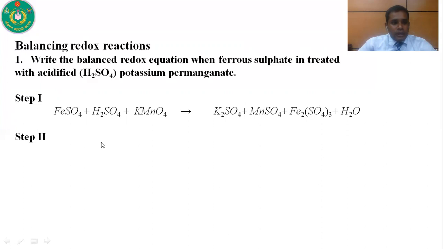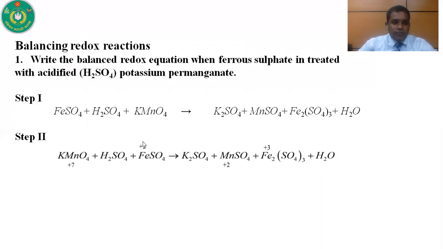In the second step, we need to find out the change of oxidation number of ions or atoms that participate in reactants or products. In reactants and products, you can see that in the case of manganese, the oxidation number of manganese in the reactant is +7, and in the product, the oxidation number of manganese is +2. And in the case of iron, the oxidation number in the reactant is +2, and in the product, the oxidation number of iron is +3. So the oxidation number changes in the case of iron and manganese.